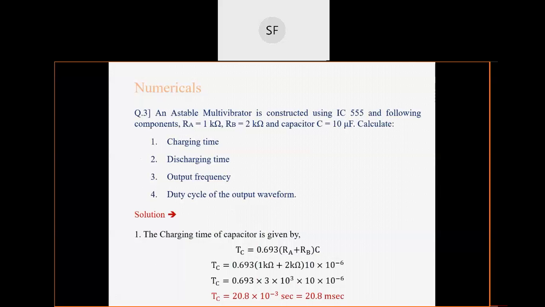Okay, in many cases they might use R1 in place of RA. They can denote R1 here and R2 here. So always remember the first resistor, that is RA or R1, will be the upper resistor in the block diagram. It will appear only in the formula of charging time, whereas RB will appear in both the charging as well as the discharging time.